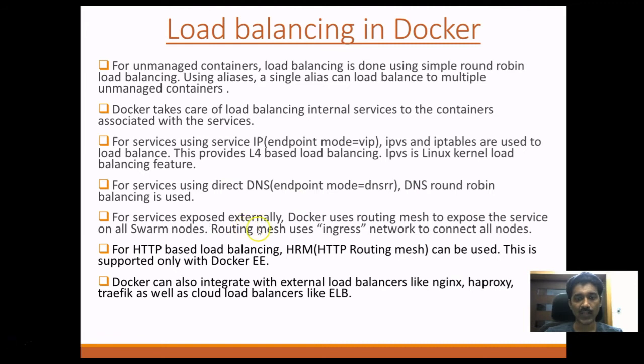For services that are exposed externally, Docker uses the routing mesh to expose the services on all the swarm nodes. And for layer 7 load balancing, with Docker Enterprise Edition, we have the HTTP routing mesh, so we can do layer 7 based load balancing. And with Docker, we can also integrate well with external load balancers.